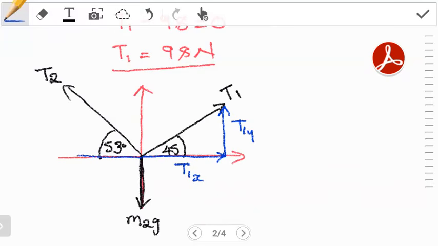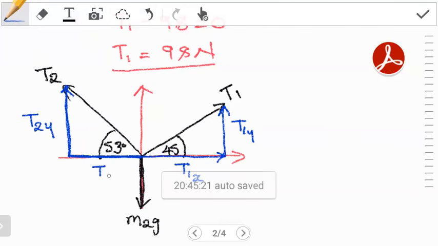And then when it comes to T2, to resolve this, we're going to get a part of it that is in this direction. And then after that, we're going to get a part of T2 that is in that direction. So this is going to be T2 in y, it's pointing along the y-axis, and this is going to be T2 in the x. Okay.